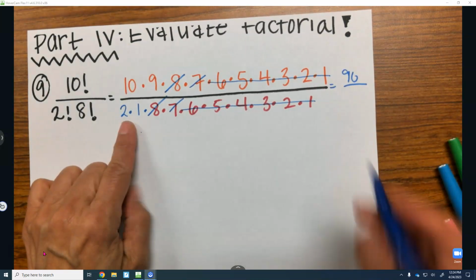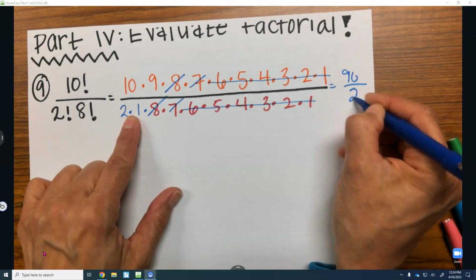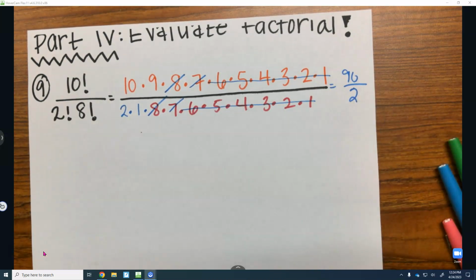And remember, we had a 2 times 1. Those didn't have a set at the top either. So the answer, number 9, is just 45. That's all it is. 90 divided by 2 is 45.